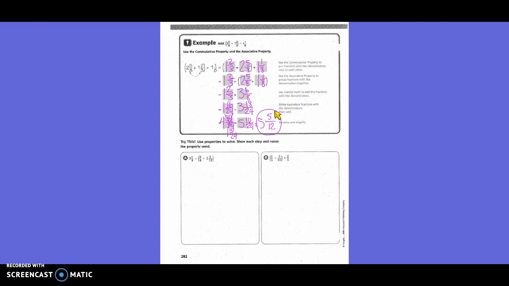The next one, try this. Use properties to solve. Show each step and name the properties used. So 5 and 1/4 plus 3/4 plus 1 and 5/12. So what property would we use there? Okay, so associative. So do we need to rewrite it in a different order? No. So we are just going to put our parentheses in a different spot.